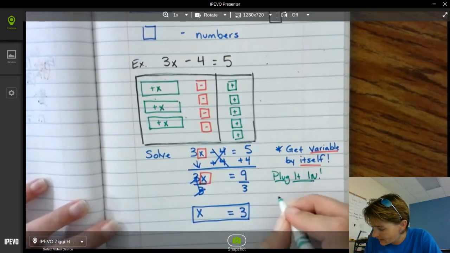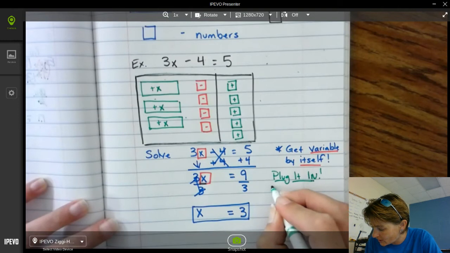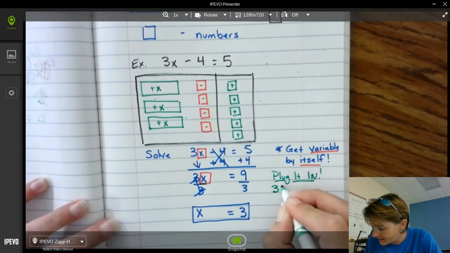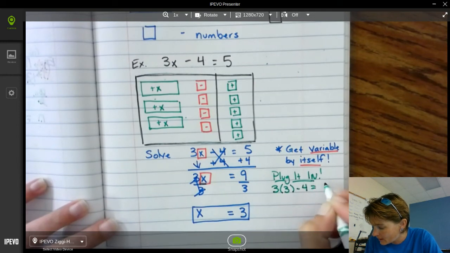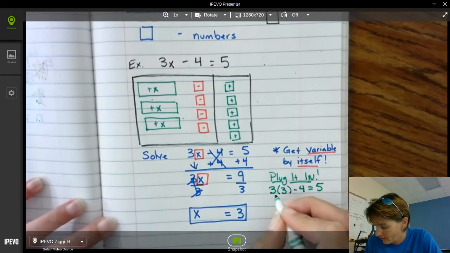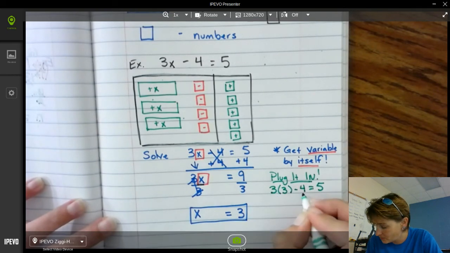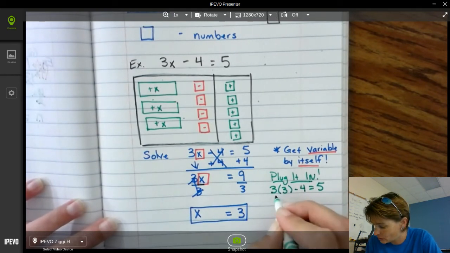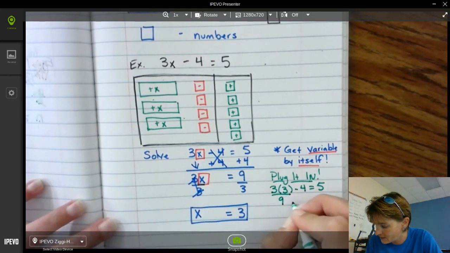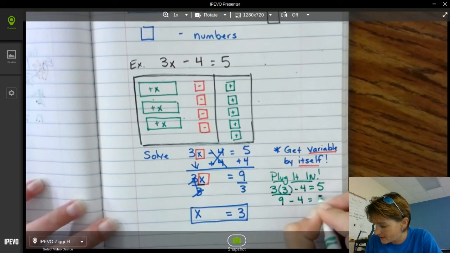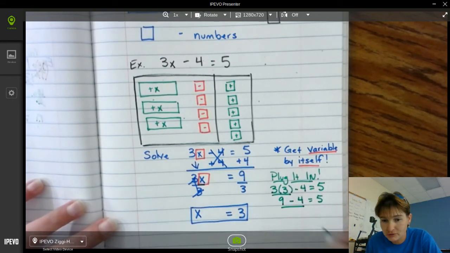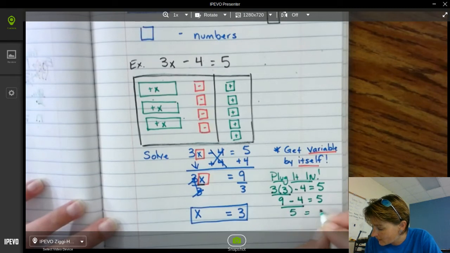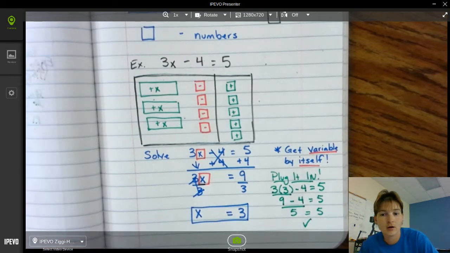All right. So now we have our original equation, 3x minus 4 should equal 5. Our x is now 3. Order of operations, you do the multiplying before subtraction. So 3 times 3 is 9. Everything else comes down. And then 9 minus 4 is 5. And both sides are equal.